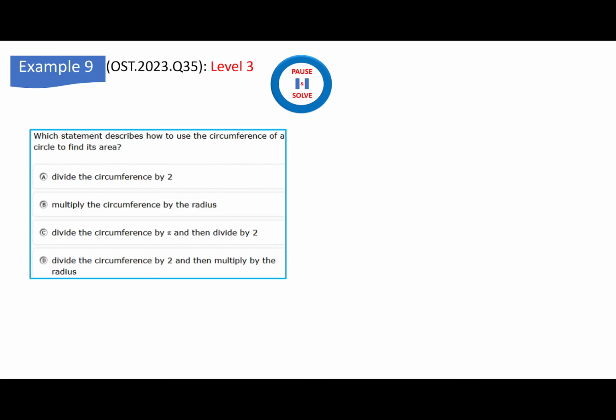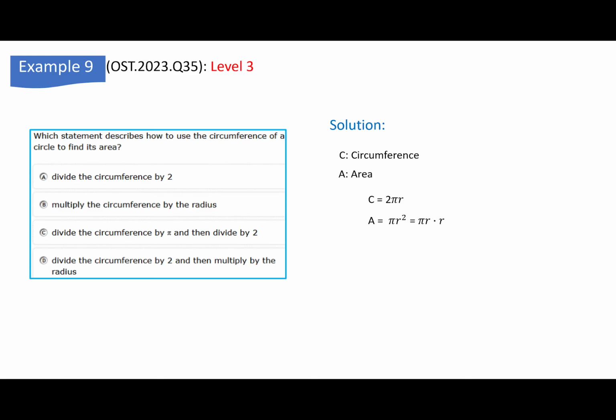Example 9. Which statement describes how to use the circumference of a circle to find the area? I mean, you can't really, from reading this, find the answer. You have to do some work here. You have to remember, put down C for circumference and A for area. What are the formulas for these? The circumference is 2 pi r. The area is pi r squared.